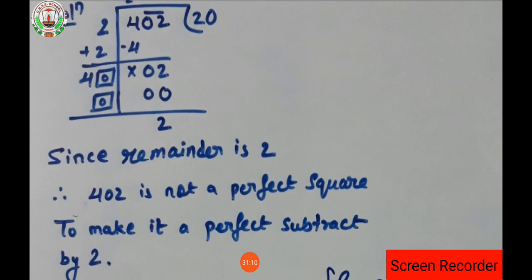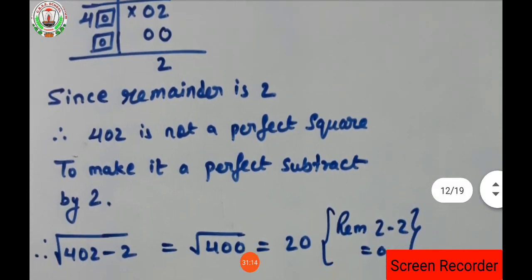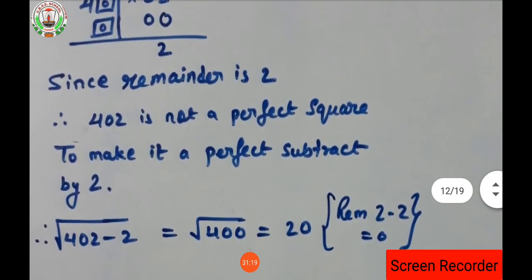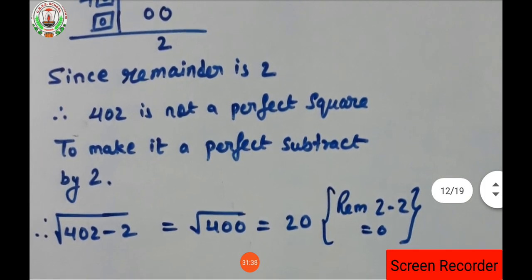In order to make the number 402 a perfect square, what should be subtracted? Since the question is about subtraction, and in the previous video we saw questions about multiplying and division, in this exercise we are going to see the subtraction and addition form. If a remainder is left, that means 402 is not a perfect square. To make it a perfect square, what number should be subtracted?